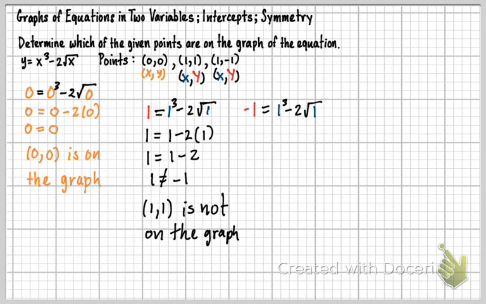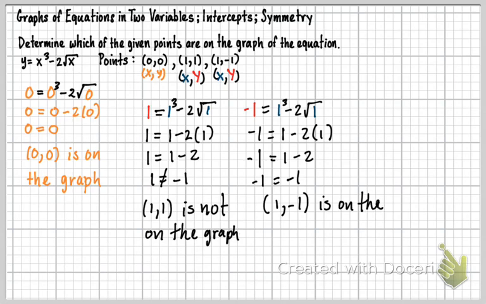Okay, so this is going to be negative 1 on this side, negative 1 on this side, and this is going to be 1 cubed, which is 1, minus 2, and the square root of 1 is 1. So negative 1 equals 1 minus 2. Negative 1 equals negative 1. So that's a true statement. That tells me 1, negative 1 is on the graph.